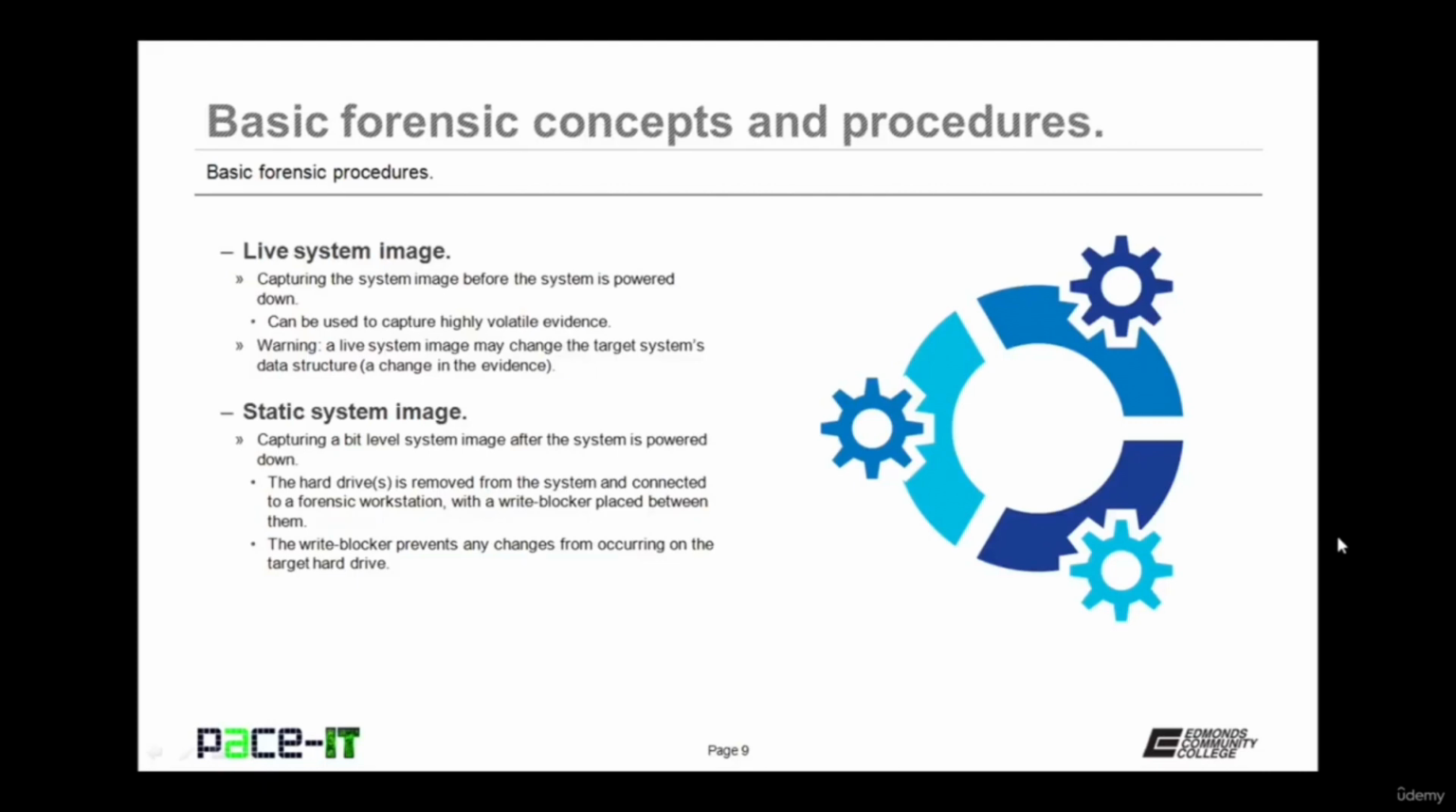A static system image, on the other hand, is capturing a bit-level system image after the system is powered down. The hard drive or drives are removed from the system and connected to a forensic workstation with a write blocker placed between them. The write blocker prevents any changes from occurring on the target drive as its image is captured.